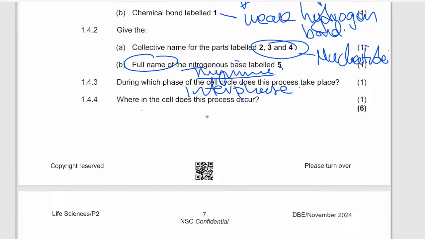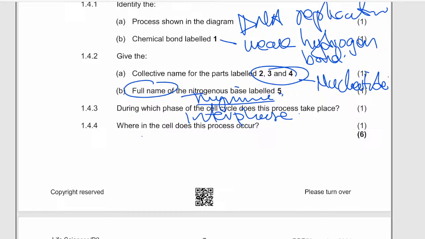Where in the cell does this process occur? We say that it occurs in the nucleus.